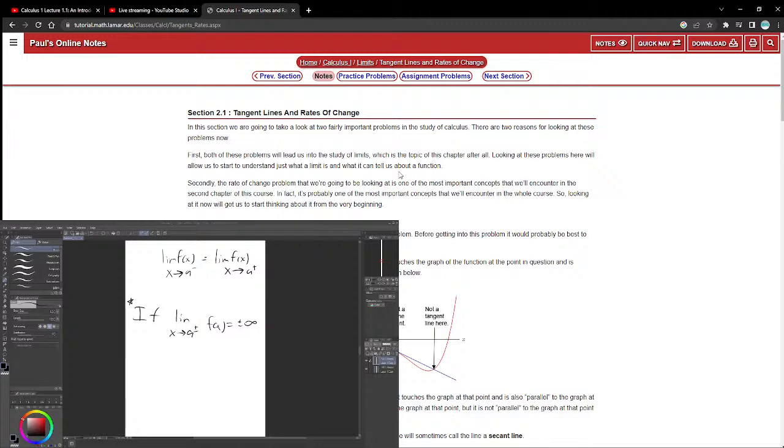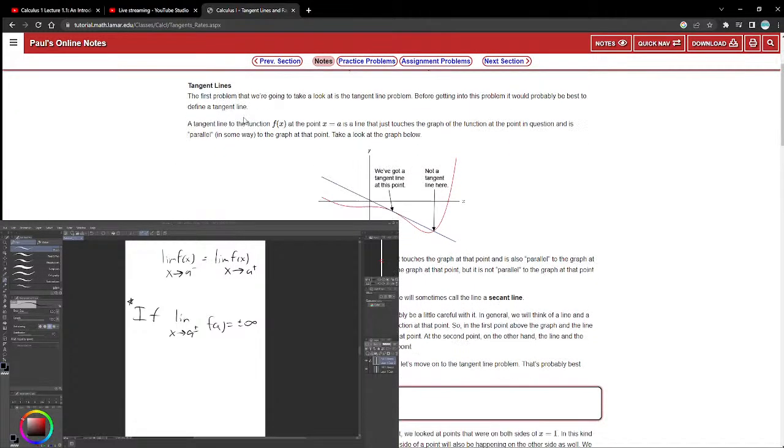Secondly, the rate of change problem that we're going to be looking at is one of the most important concepts that we'll encounter in the second chapter of this course. In fact, it's probably one of the most important concepts that we'll encounter in the whole course. So looking at it now will get us to start thinking about it from the very beginning. Alright, so tangent lines. First problem that we're going to look at is the tangent line problem.